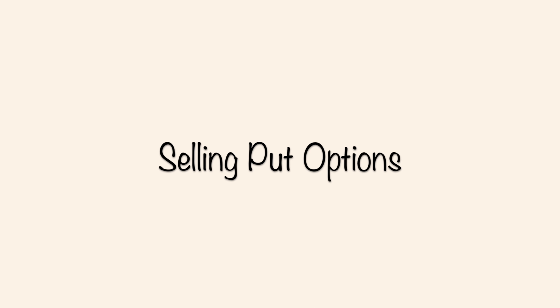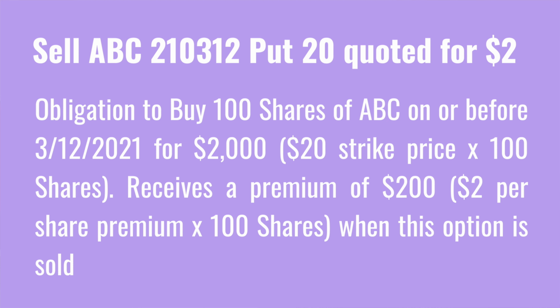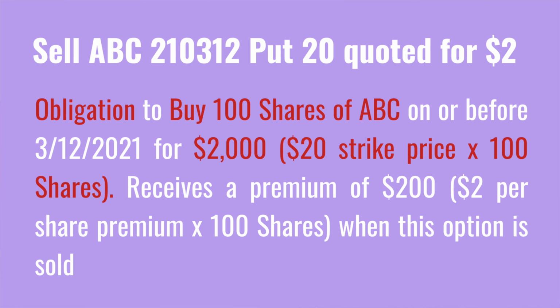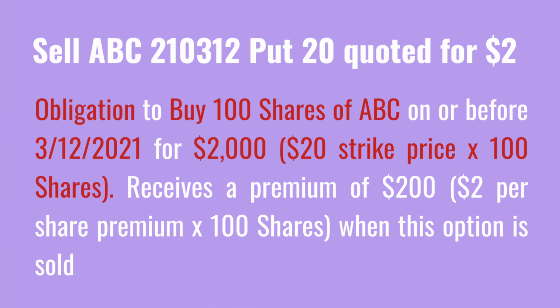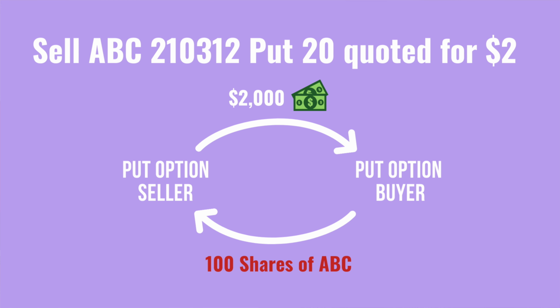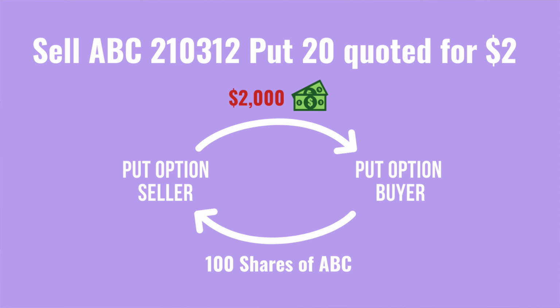Now let's see what happens when you sell a put option. In the same ABC March 12, 20 put option example, when the person who bought this put option exercises the right to sell, the option seller must buy 100 shares of ABC at $20 as long as it's on or before March 12th. In other words, the option seller will receive 100 shares of ABC stock and give the option buyer $2,000.